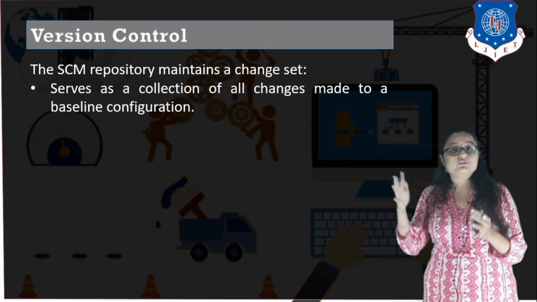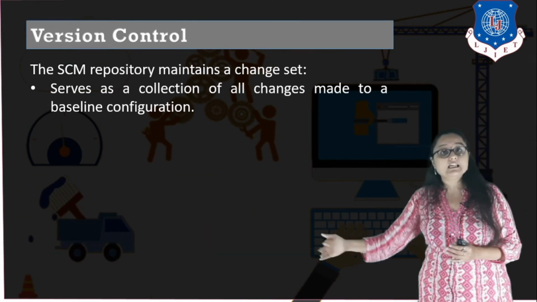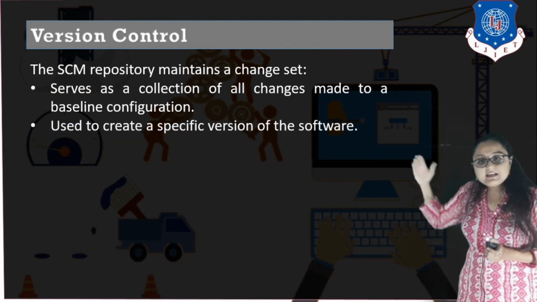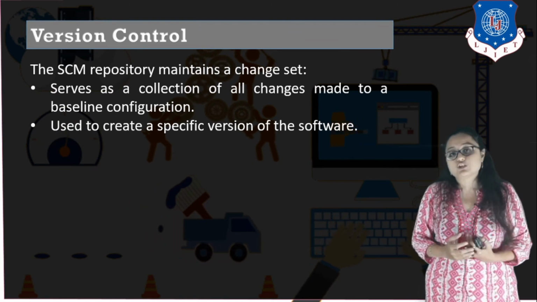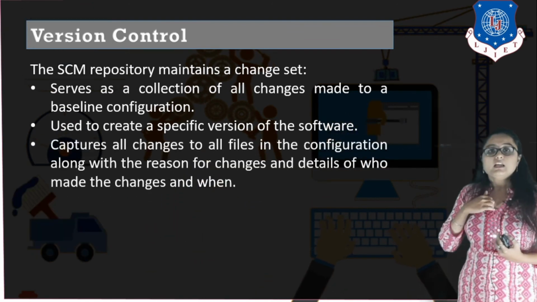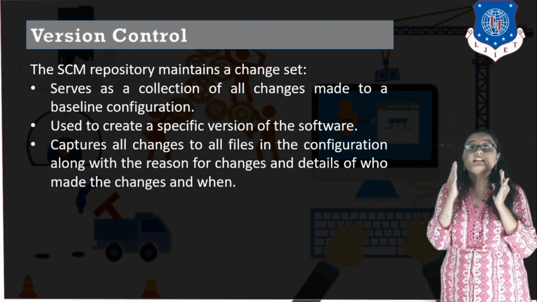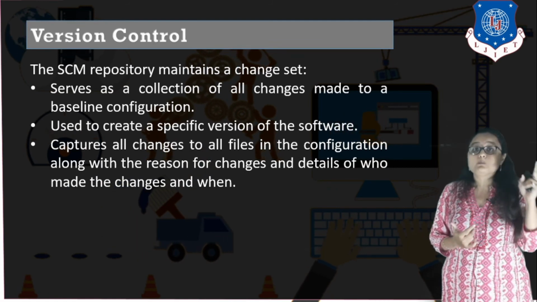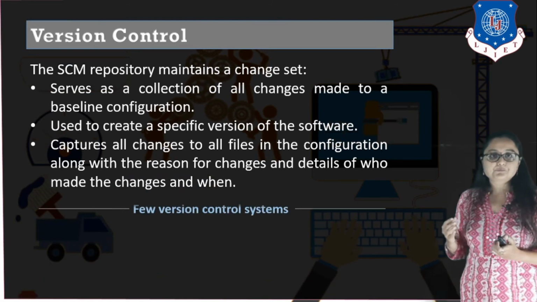Similarly, if I have 5 versions of this particular software, what changes were made in each of the versions should be maintained. That is known as a change set. Why is it necessary? Because it is used to create a specific version of a software, right? It captures all the changes of configuration along with the reason why the change was needed, along with the details of who made the change and when the change was made, right?